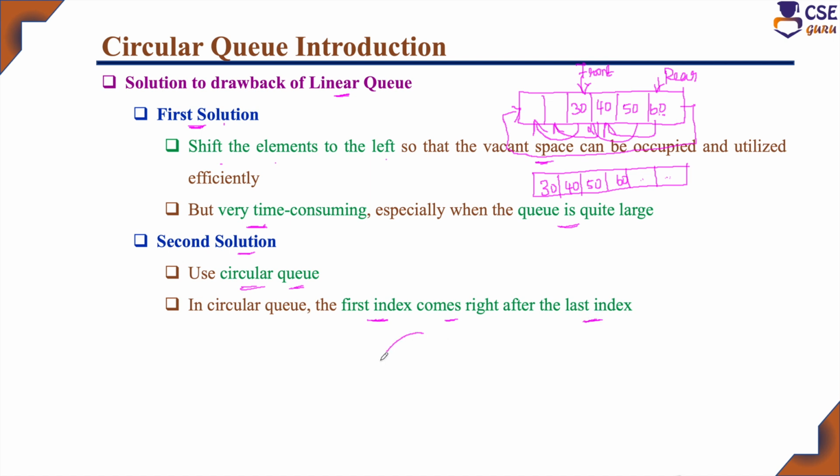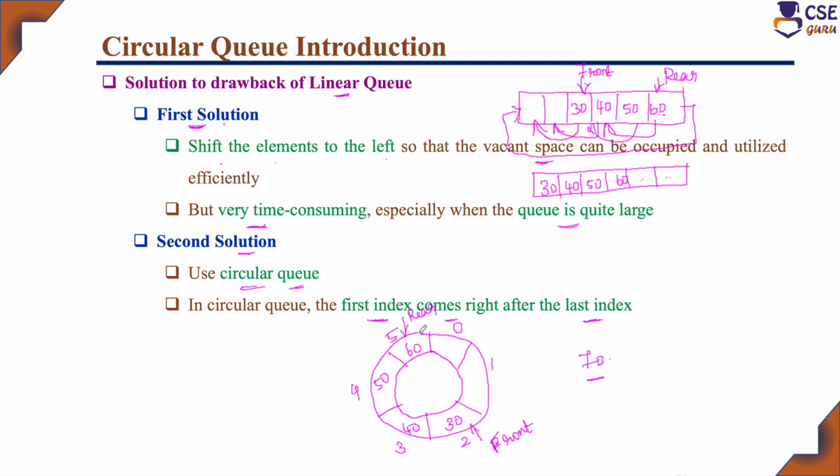For example, if you are considering this as a circular queue, this is the representation of a circular queue. This is the 0th position, 1, 2, 3, 4, 5. Suppose I am implementing the same thing here. Element 30 is there, 40 is there, 50 and 60 are there. Now rear is pointing here, and front is pointing to element 30. If you want to place a new element 70, how can we implement it?